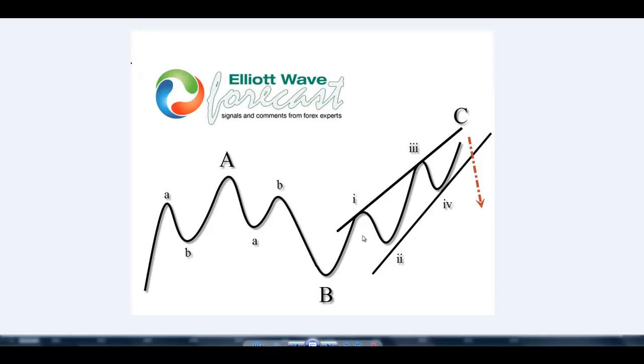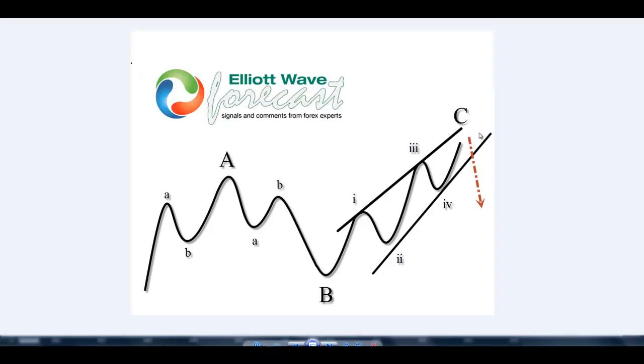Our members have been told not to sell the euro. Otherwise, they've been told to go and look for the long side. Everybody knows that. Now, this is a flat in Elliott Wave. It's a structure that is 3 waves here, 3 waves here, and 5 waves to the outside.